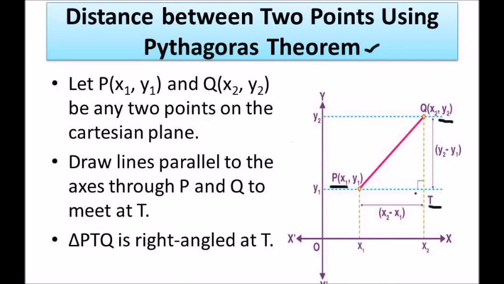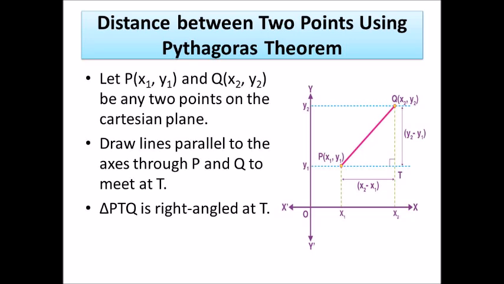Now let's move on to distance between two points using Pythagoras theorem. Look at the figure. Here two points P (x1, y1) and Q (x2, y2). Let's say any two points on the Cartesian plane. Draw lines parallel to the axes through P and Q and meet at T. Now we get a right angled triangle. PTQ is a right angle triangle and it's right angled at T.